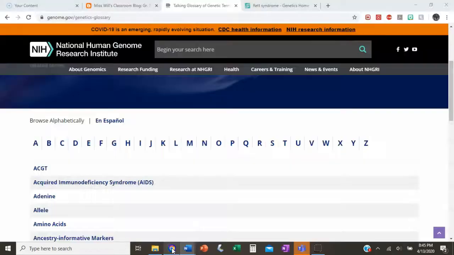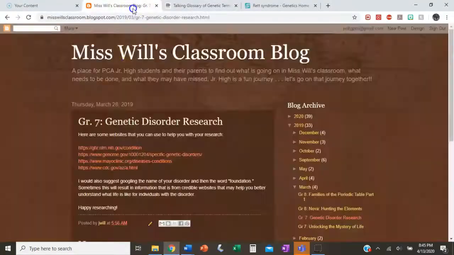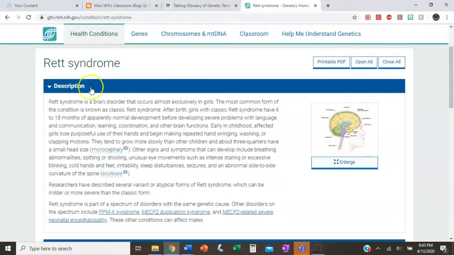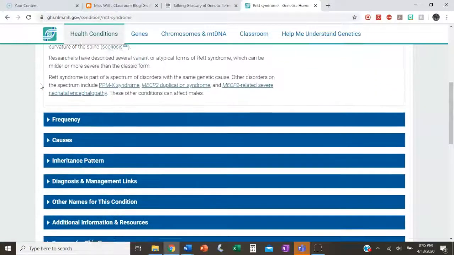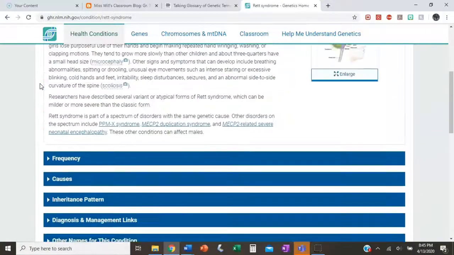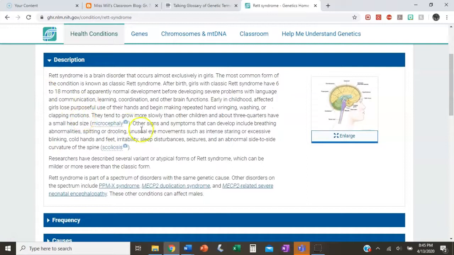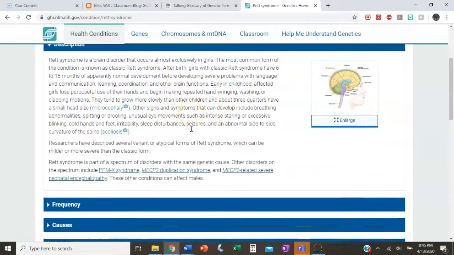So if we go to this, the first website on here, and I've actually already got it up, and again I'll refer to Rett syndrome just to keep things consistent. If you scroll down a little ways, on this one it's going to be in the description a little bit. It will talk about some of the issues. With Rett syndrome, there are severe problems with language, communication, learning, coordination, brain function, and it goes on to talk about some other signs and symptoms as well.